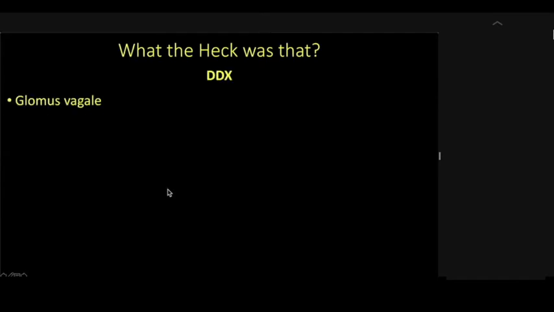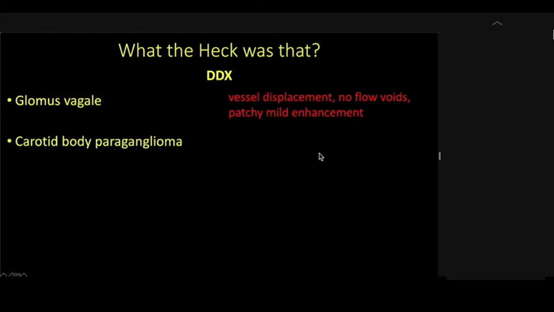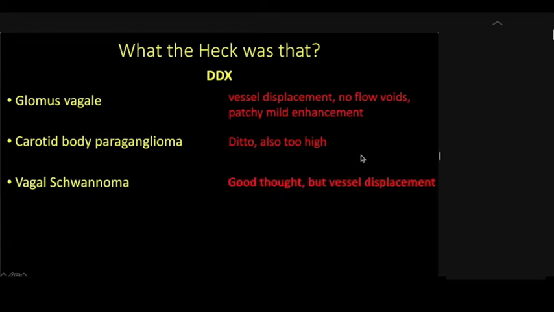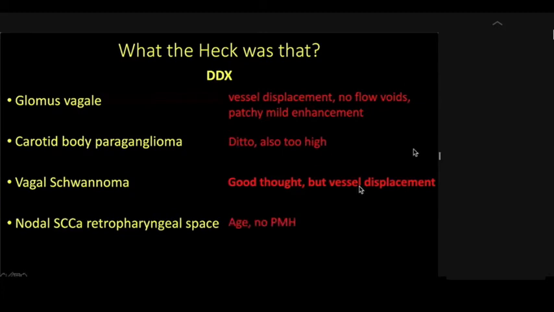The differential includes glomus vagale, but as we said, the pattern of vessel displacement is not good for that. There's no flow voids and only patchy mild enhancement. Similarly, for a carotid body paraganglioma, again, the pattern of vessel displacement, no flow voids, patchy enhancement, all go against that, and also the mass is a little too high in the neck. Vagal schwannoma is a very good thing to consider, but again, the pattern of vessel displacement is not typical for that. You could consider nodal squamous cell carcinoma involving the retropharyngeal space, but again, the patient's age, she's young, and there's no past medical history. And finally, you could consider a neurofibroma in the carotid space.